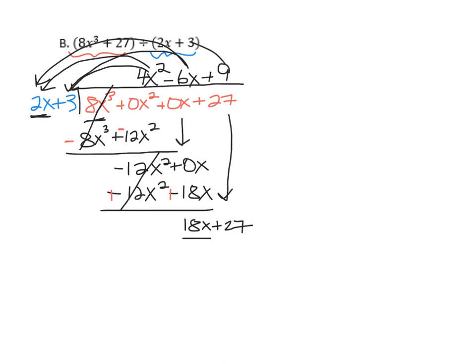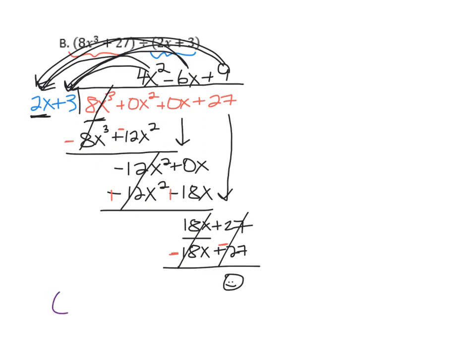One more round of distribution. Distribute the 9 to the 2x. That gives us our 18x, which we wanted to match. And now look at this, you guys. 9 times 3, voila, is 27. As we subtract this last row, not only does the first column cancel out, but the second column cancels out, and there's nothing else to drop down. That means our remainder is 0.